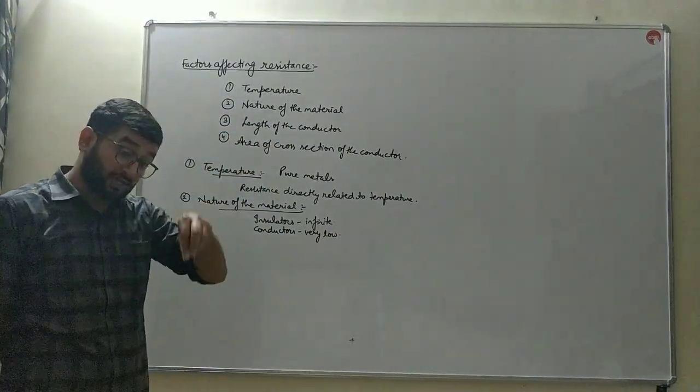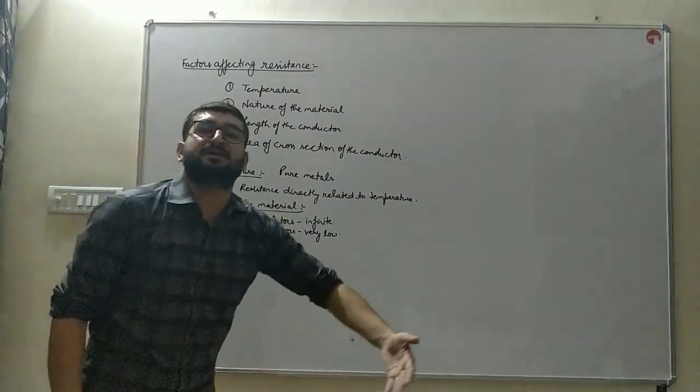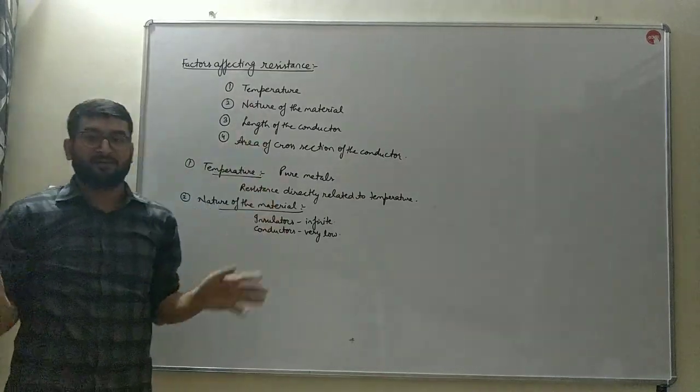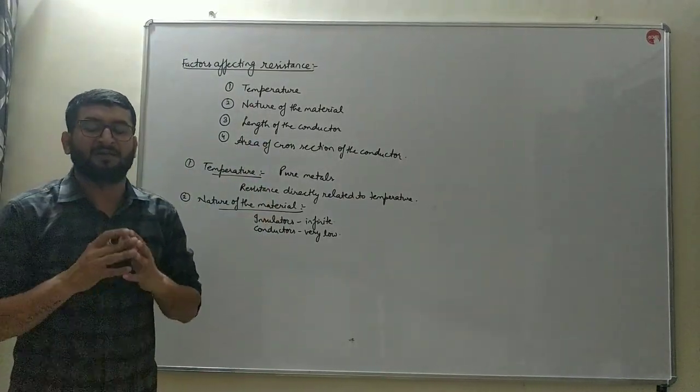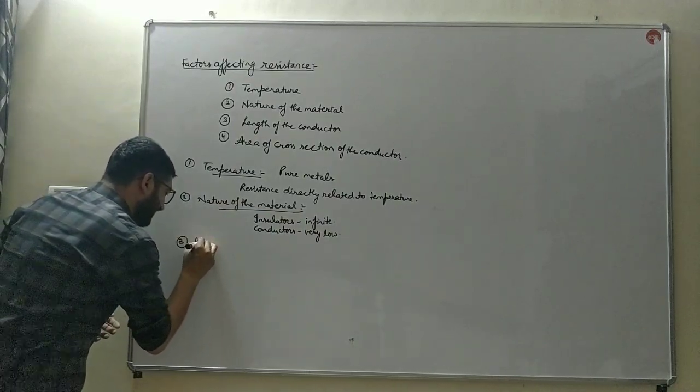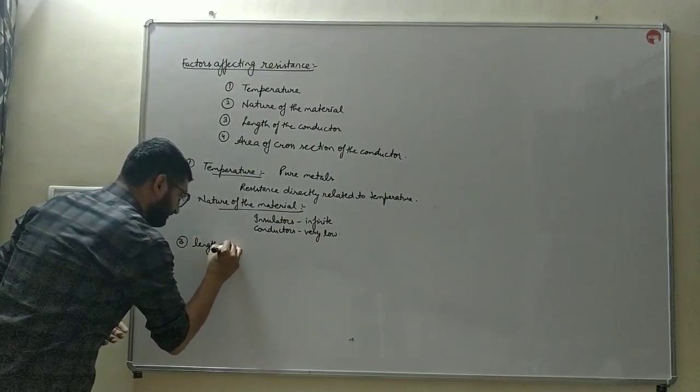कंडक्टर्स का रेजिस्टेंस बहुत कम होता है, इसलिए करंट बड़ी आसानी से पास होता है। इंसुलेटर्स का रेजिस्टेंस बहुत ज्यादा होता है, इसलिए आसानी से करंट पास नहीं होता। The next is length of the conductor.